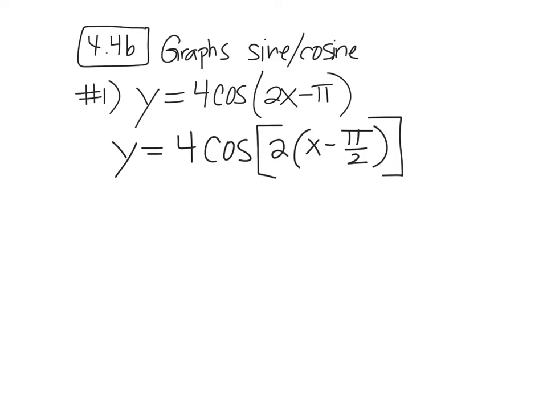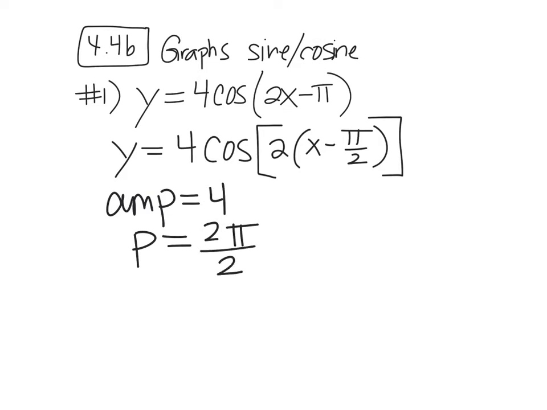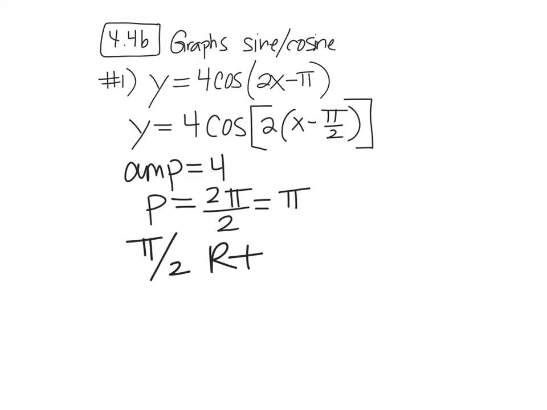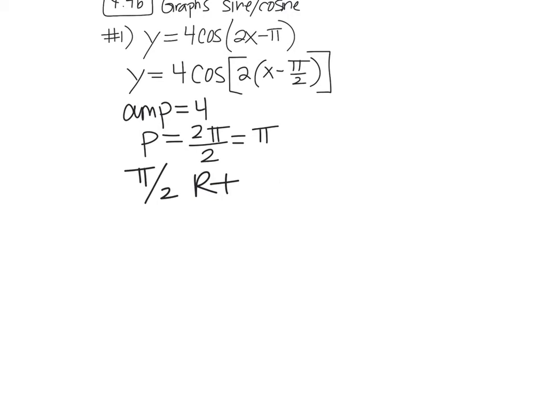So the amplitude is 4. The period won't change. If you leave that 2 next to the x or you factor it out, it's still a 2 there, okay? So the period is 2 pi over b, which is 2. So the period is just pi. And our shift is a horizontal shift of pi over 2 to the right. And now we're ready to graph, okay? So that's kind of the extra thing that I added today.